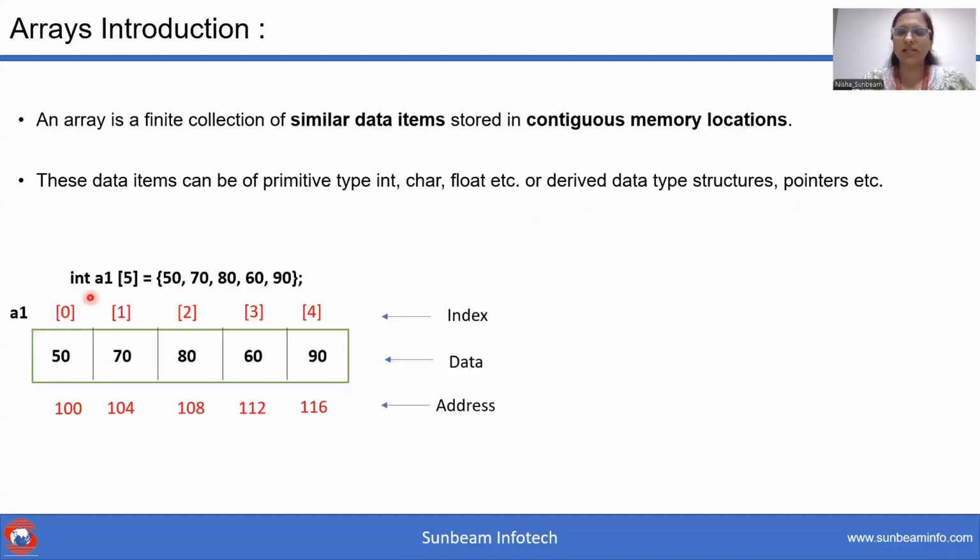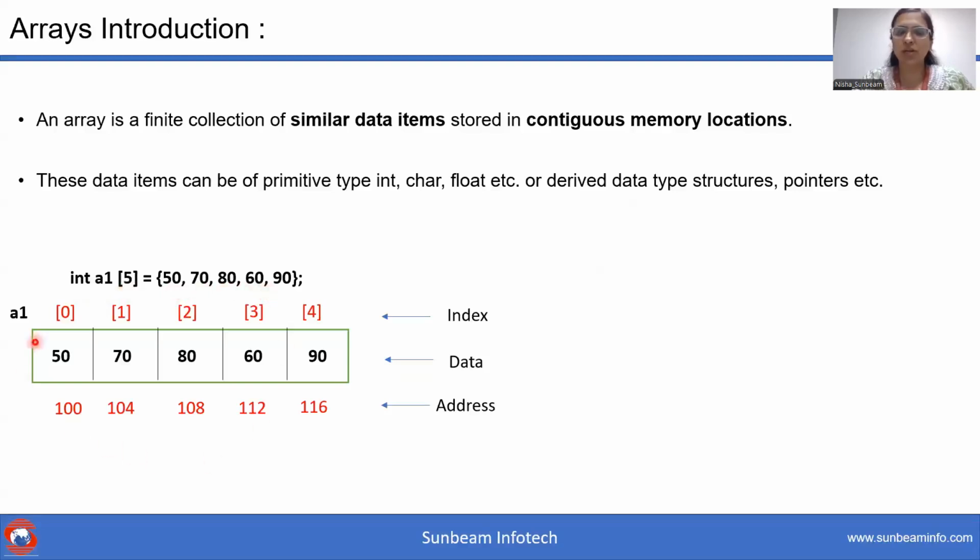Here I have taken an integer array A1 of size 5 and I have initialized these values. So A1 is the name of an array. Int specifies that this array will be storing integer values. 5 in the square bracket indicates that this array can store maximum 5 values, and these values should be initialized inside the curly bracket separated with comma.